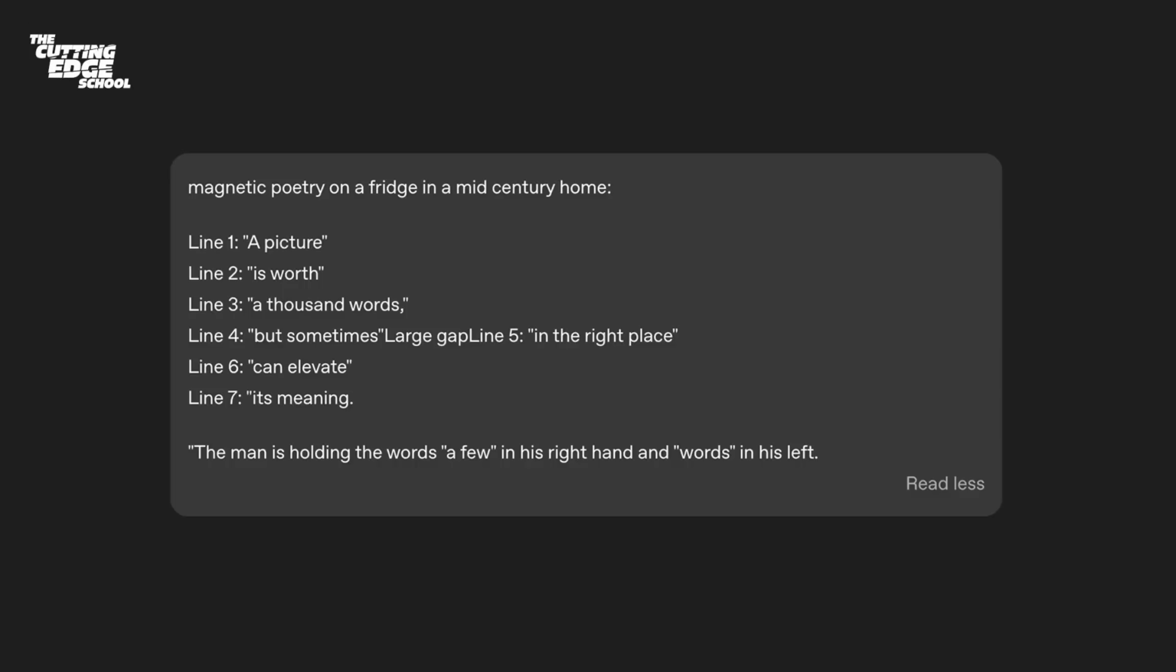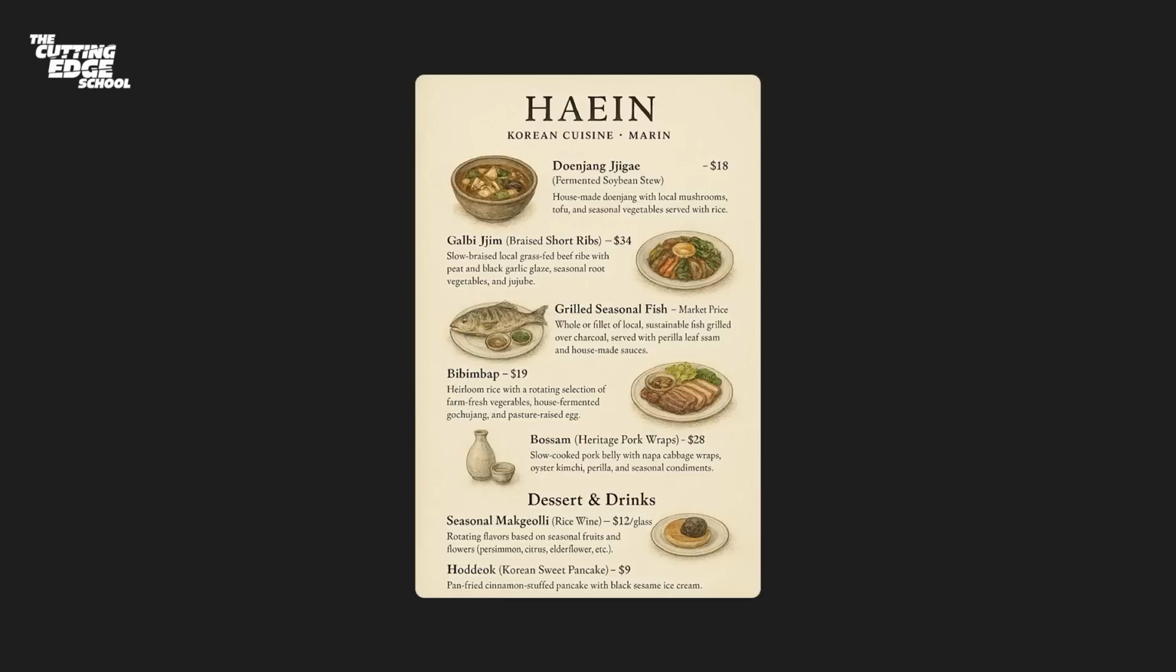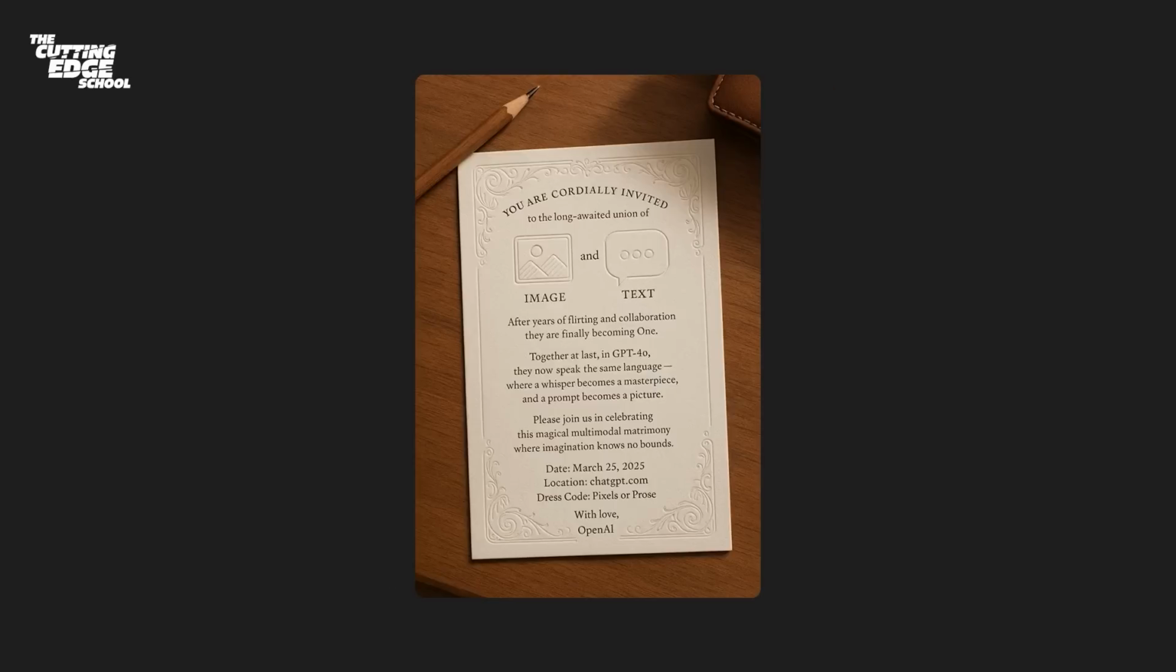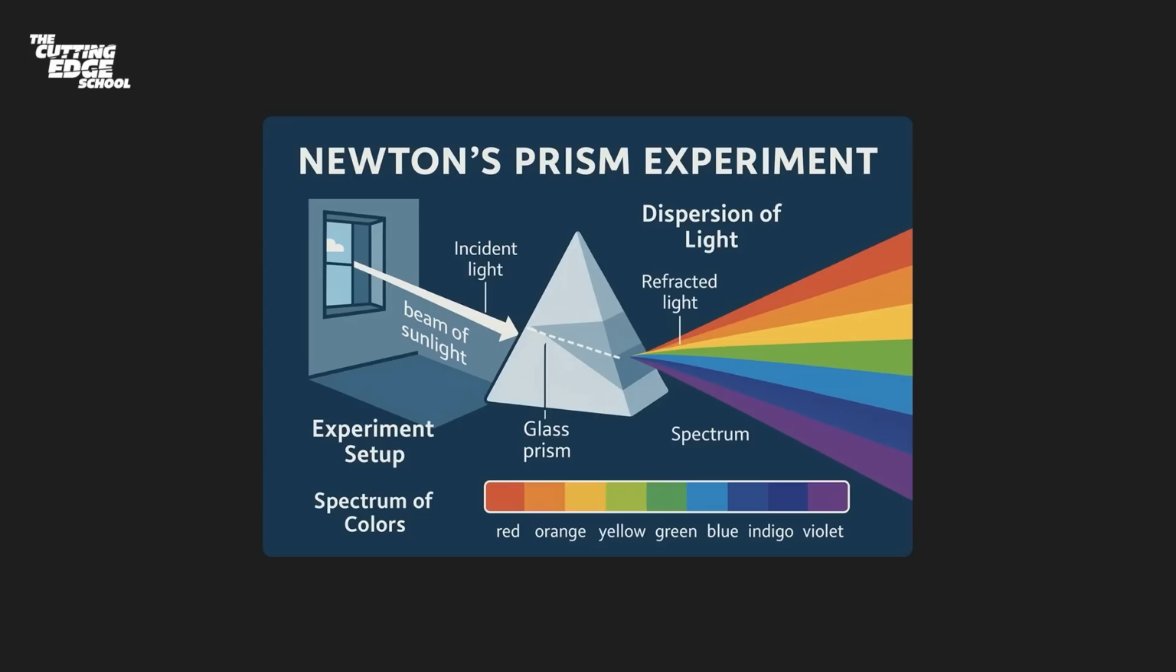In another example, they asked to generate a magnetic poetry on a fridge in a mid-century home. So as you can see, the letters are absolutely perfect. 4o was able to generate street signs, restaurant menus, and even invitations with just a single prompt, which means making comic strips or even complicated infographics will become really simple.